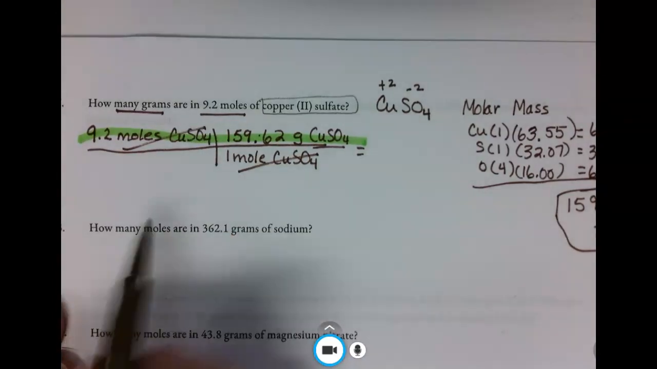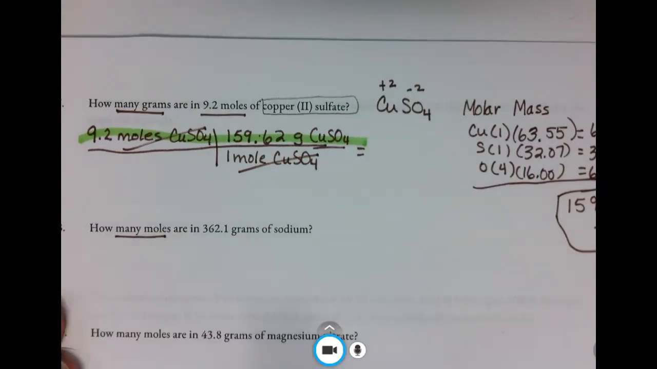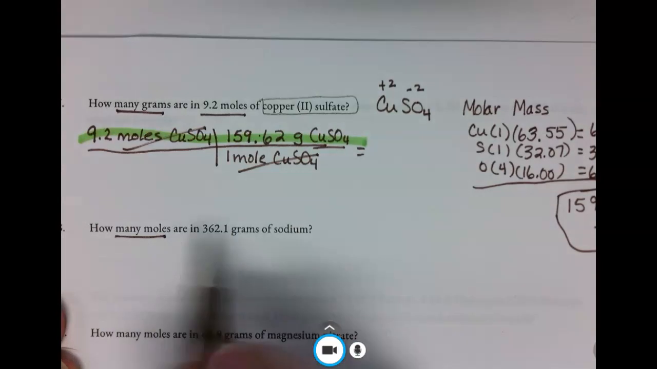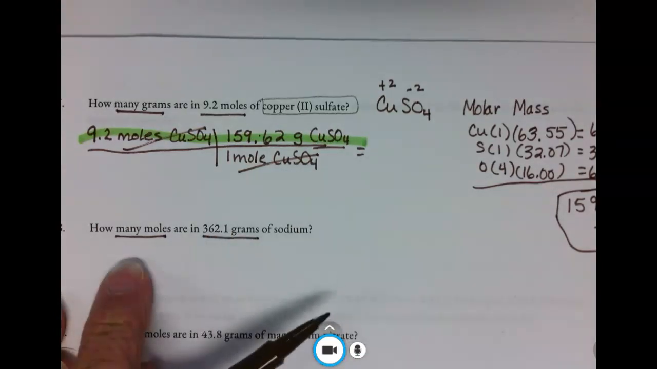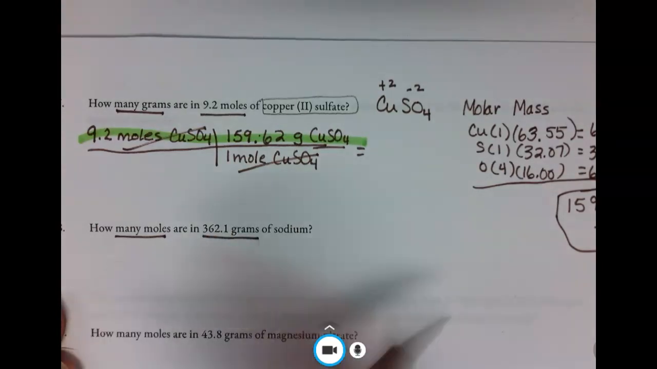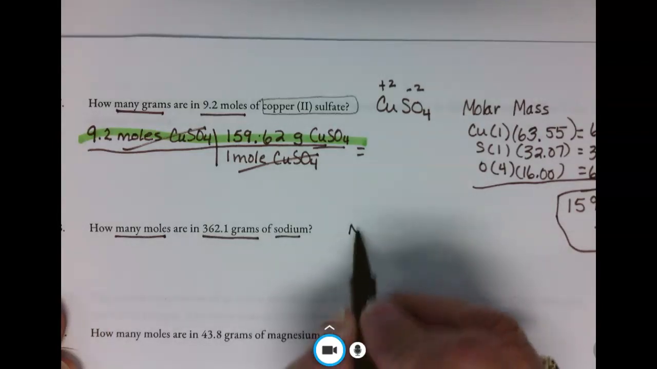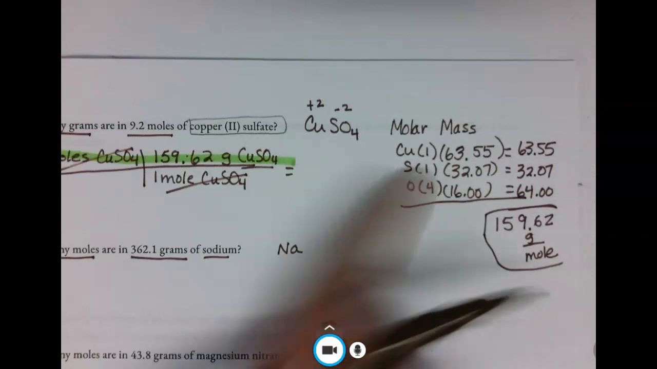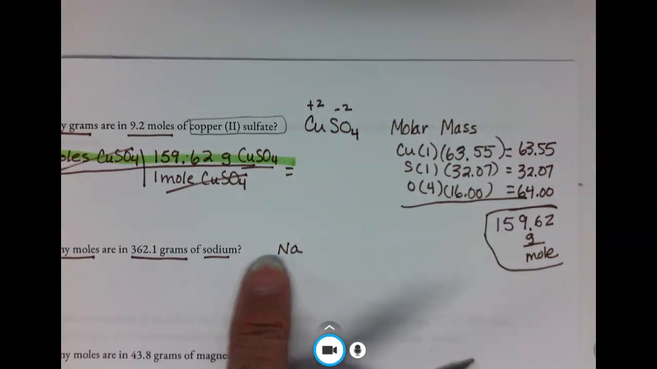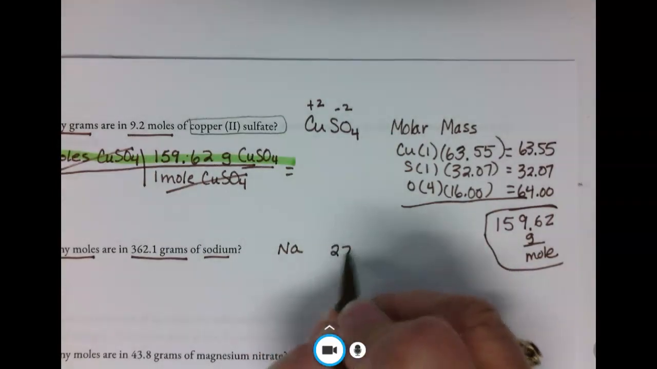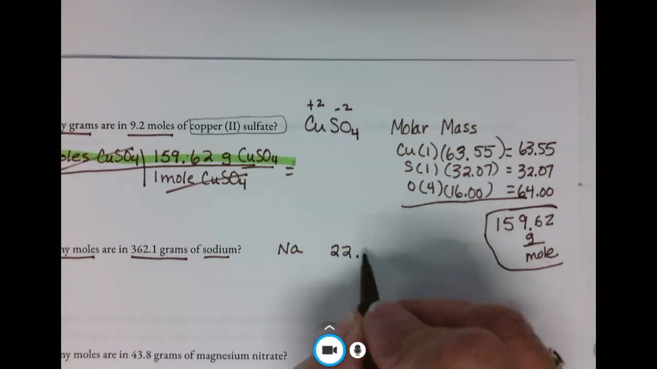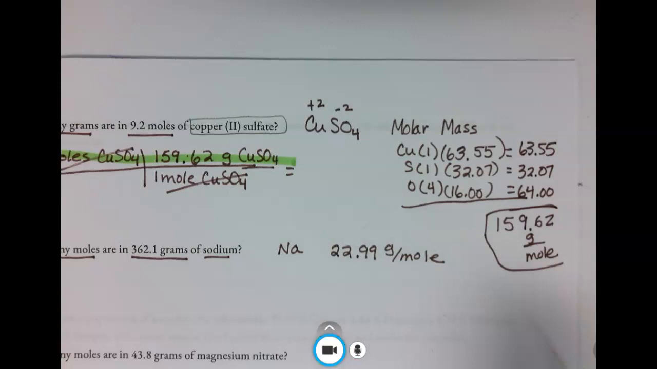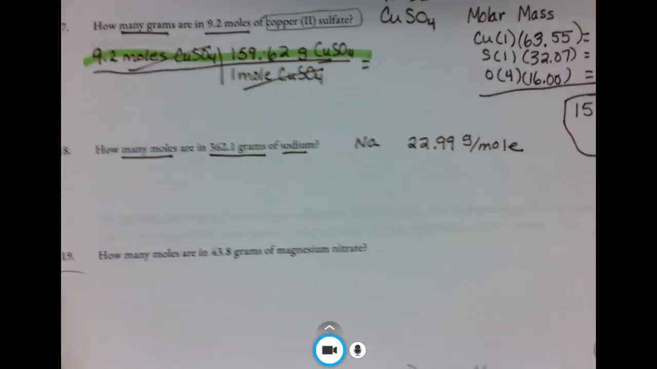Okay, now I'm going to do the next one, and it's just the opposite because now it wants to know moles. So this one gave you moles and asked for grams. This one gives you grams and asks for moles. And it is just sodium, Na. So we don't need to do a molar mass calculation because we are just doing sodium, which is 22.99 grams per mole. Okay, so that's all I need there.